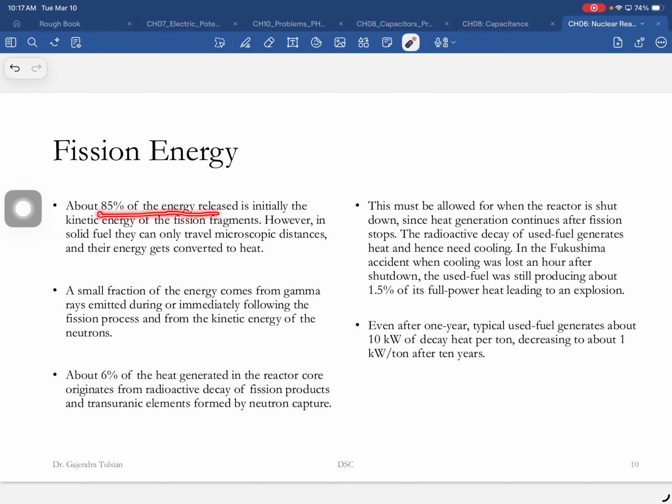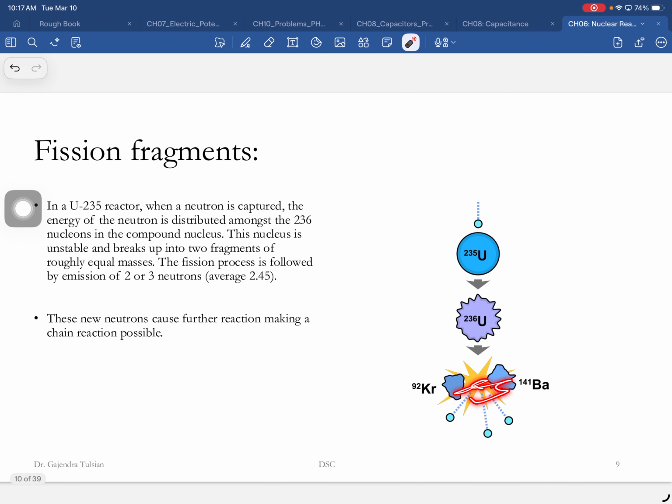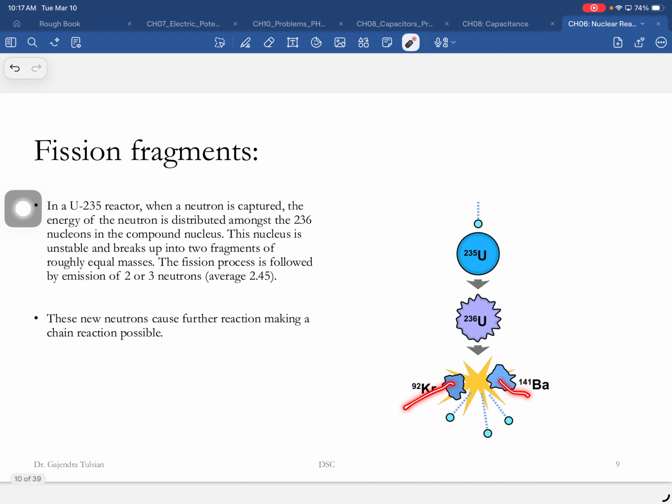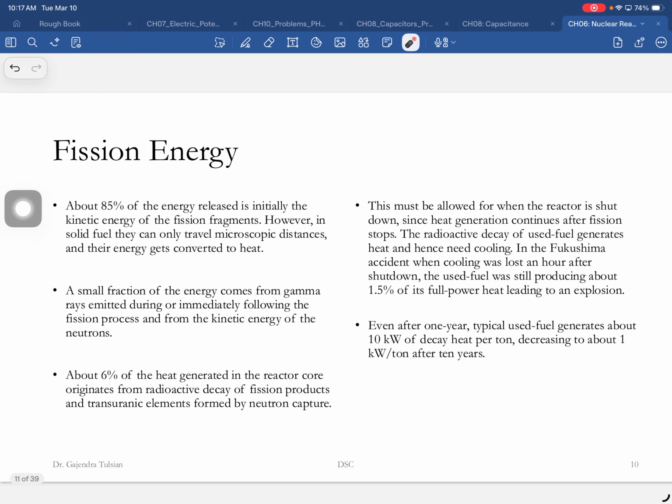About 85% of the energy released is in kinetic energy of the fission fragments. How much energy is released? 200 MeV. That's in the kinetic energy of these fragments, so they're moving fast. That's the heat. A small fraction of the energy comes from gamma rays. These fragments are excited and they'll release gamma rays.